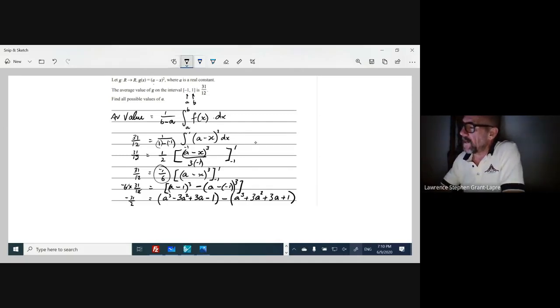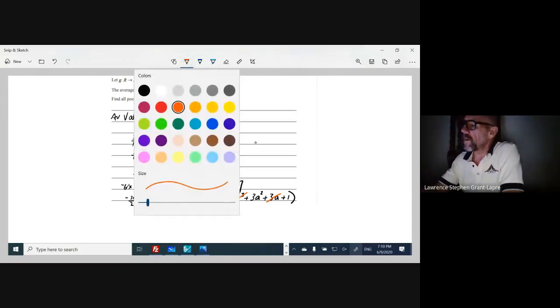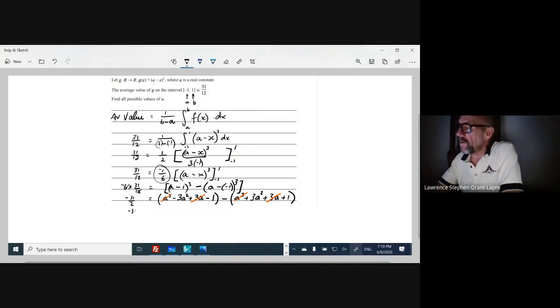And let's simplify this now, because a cubed minus a cubed is gone, and 3a minus 3a is cancelled. So we're left with -31/2 equals -3a squared minus 3a squared is -6a squared, minus 1 makes -2. If I bring the -2 across here to be +2, get -1/6 of that, and that equals a squared.